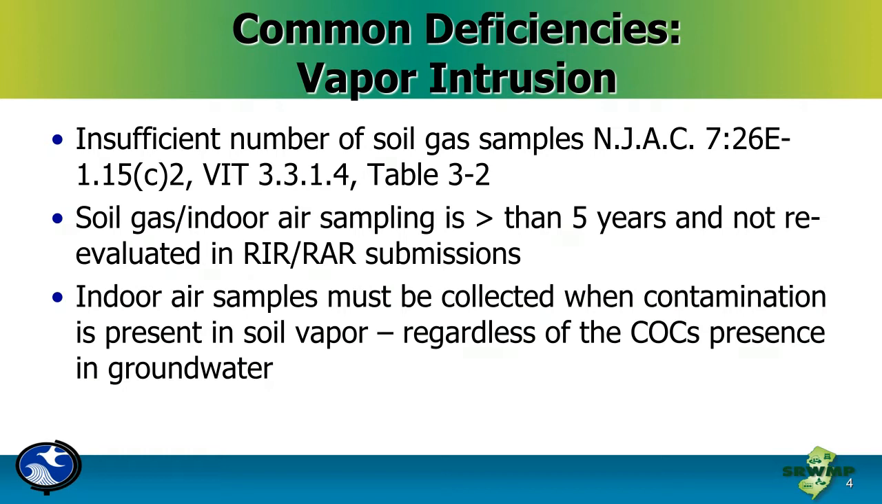I believe it's about 1,500 square feet is the presumed size of a single family residence. There are conditions, of course, in which more samples may be necessary or recommended. However, any less would require scientific, technical justification for why VI would not occur.